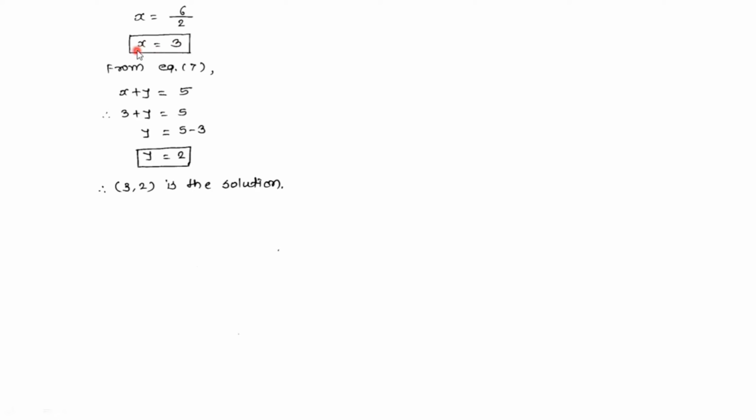If we substitute the value of x is equal to 3 in equation 7, we get equation 7 is x plus y is equal to 5. That's why instead of x, we write 3 plus y, that is equal to 5. If we take 3 to the right hand side, we will get y is equal to 5 minus 3, that is 2. So here (3, 2) is the solution of given simultaneous equations.